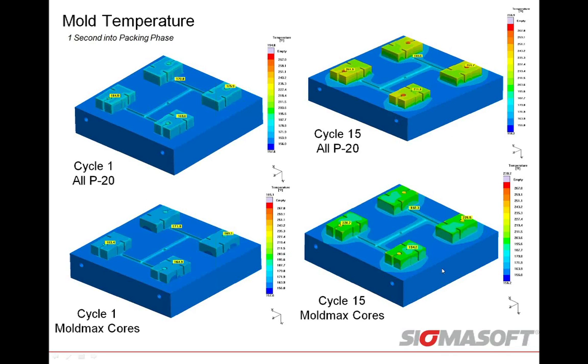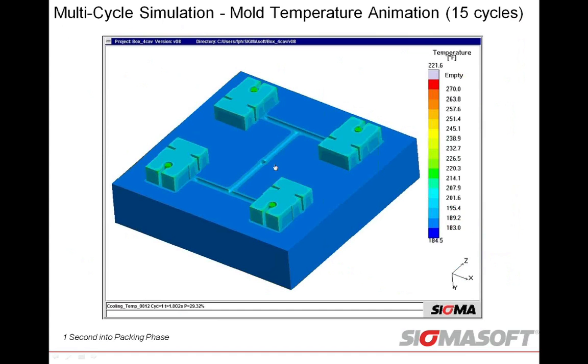Now I'm going to look at this and say, you know what, maybe I should use the Mold Max, because again, it's a much more realistic prediction of what's going to happen in reality. After 15 cycles, yeah, that higher conductive core is going to have an impact. So we'll go ahead and animate just this temperature as well and show you how the mold heats up over 15 cycles. And this is 1 second into packing.